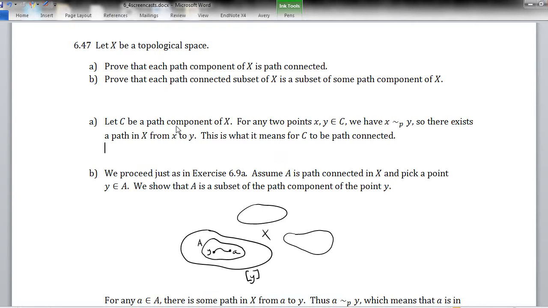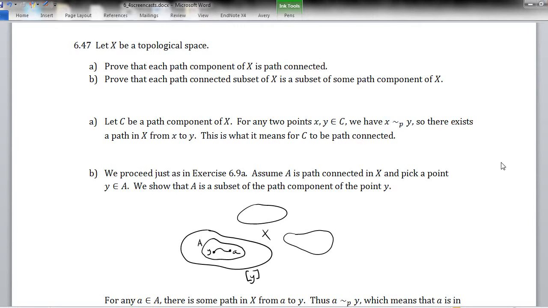Let's let C be a path component of X. And to show that that's path connected, I have to take any 2 points X and Y in C. And if they're in the same path component, that means that they're equivalent to one another, which means that there exists a path in X from X to Y. And okay, given any 2 points in C, I've found a path between them. That's exactly what it means for C to be path connected. So that takes care of part A.